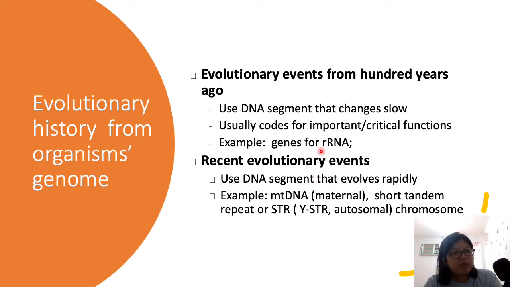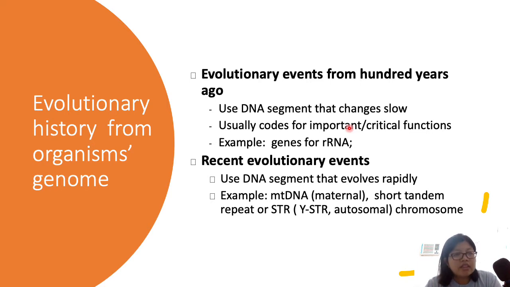Okay, so an example of this kind of gene is the gene for the ribosomal RNA molecule. Our ribosomal RNA molecule is very important because it converts the genetic material into the usable protein molecule.